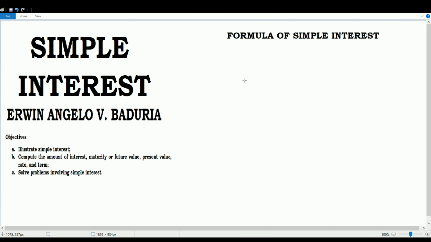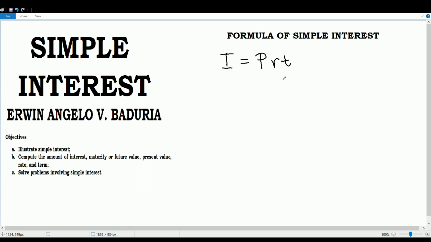Now let us start our discussion by introducing the different formulas of simple interest. The first formula of simple interest is I equal to PRT, where I is the amount of interest, P is the principal amount, R is the rate, and T is the term. Multiplying P, R, and T will give us the amount of interest.